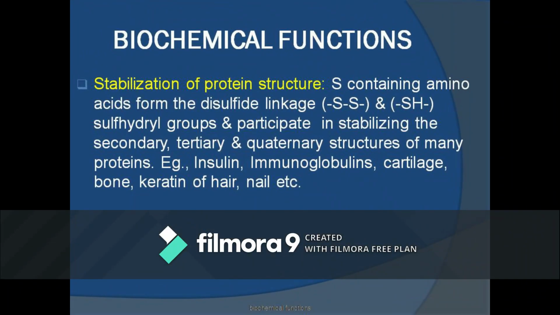Biochemical functions of sulfur. Sulfur has a role in stabilization of protein structure. Sulfur containing amino acids form the disulfide linkage and sulfhydryl groups and participate in stabilizing secondary, tertiary, and quaternary structures of many proteins like insulin and immunoglobulin and structures like cartilage, bone, keratin of hair, nail, etc.